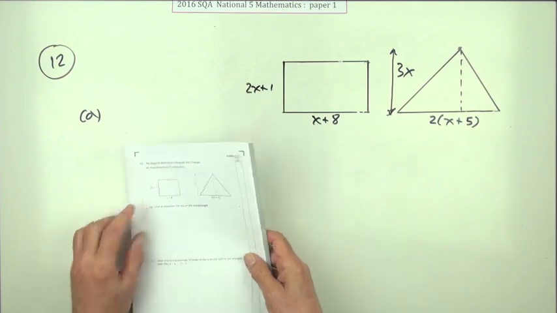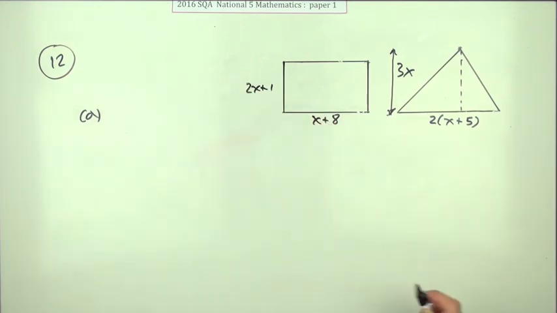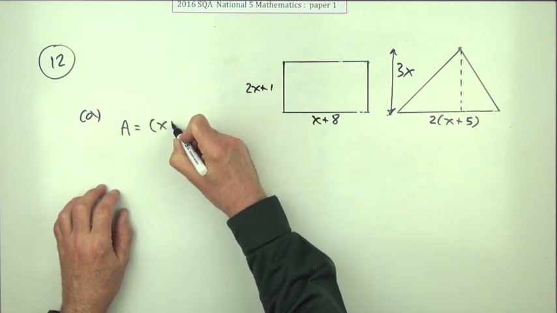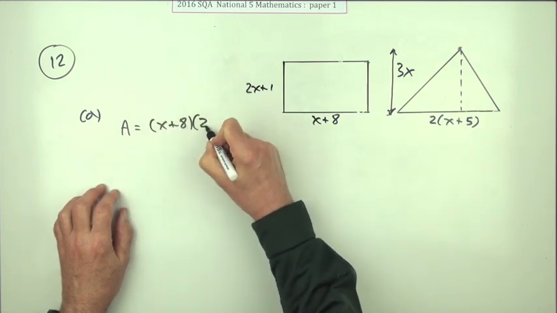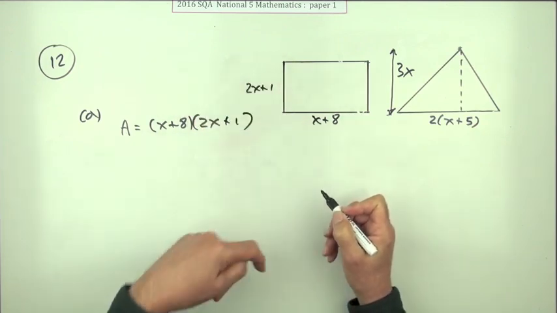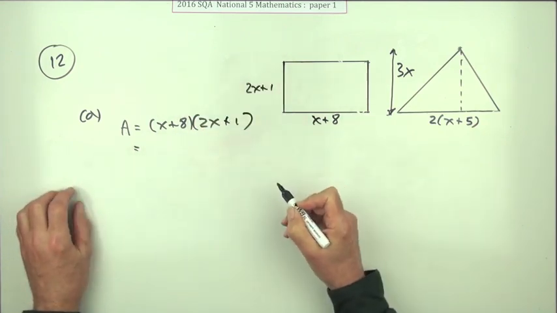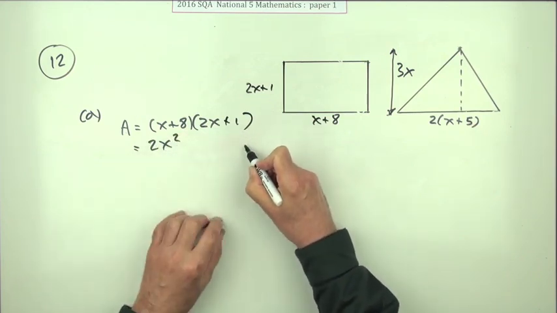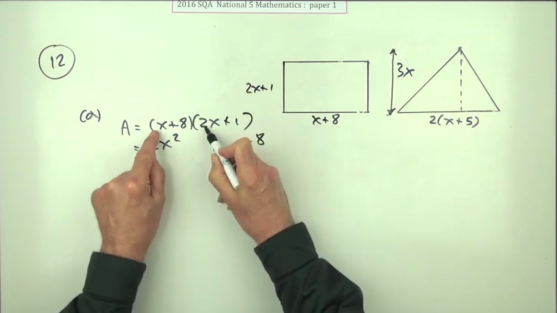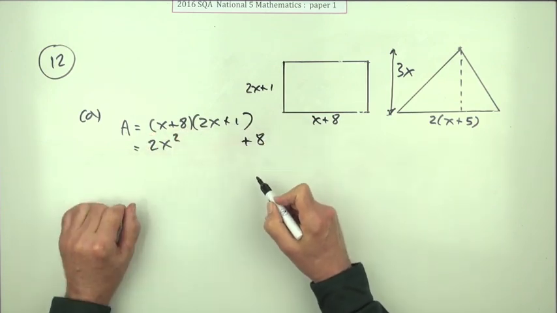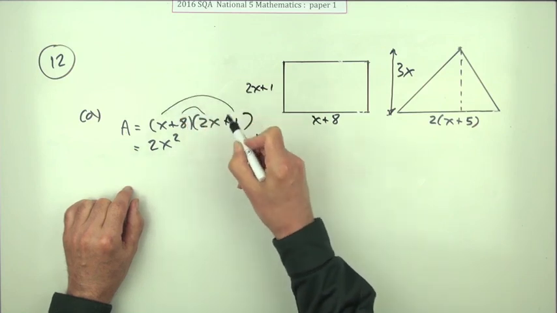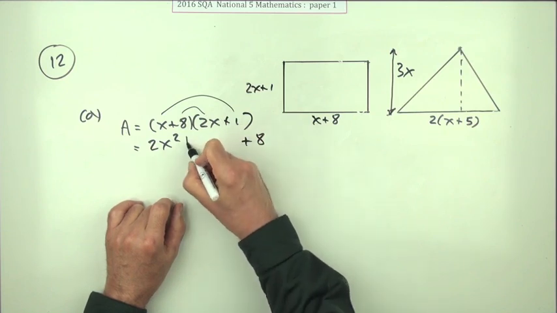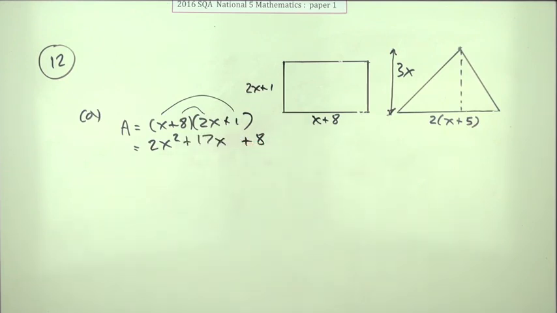First of all, for 1 mark, find an expression for the area of the rectangle. Well, the area of a rectangle is length times breadth, so that will be x plus 8 for the length and 2x plus 1 for the breadth. Multiplying it out will be 2x squared plus 8, just using the pattern: the first times the first is the only way of getting x squared, the last times the last is the only way of getting a number. However, there are 2 combinations for x. There's the inner, which is 16, plus the outer, which is another 1, so that gives me plus 17x.